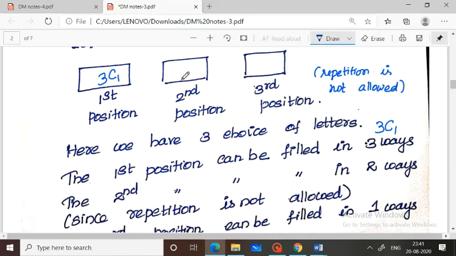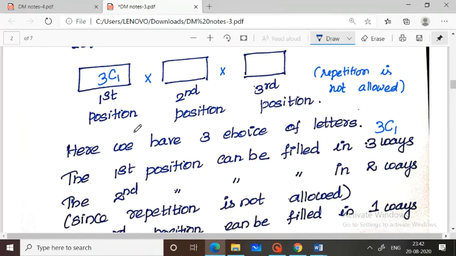Now, after filling the first position I have to fill the second column also. That is necessary. That means the first I have to complete, the second also I have to complete, and the third position also I have to complete. That means all the events have to happen simultaneously, which means I have to apply the rule of product. It is not the rule of sum, because it is not asked that any one of them happens. It is asked that all three events have to happen simultaneously. So the first position has to be filled in three ways.